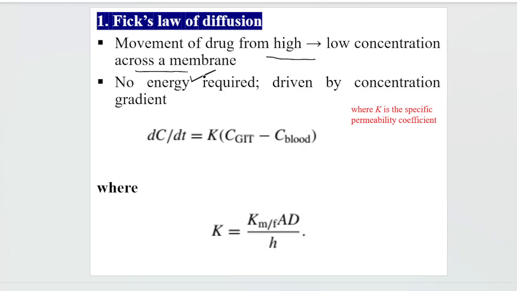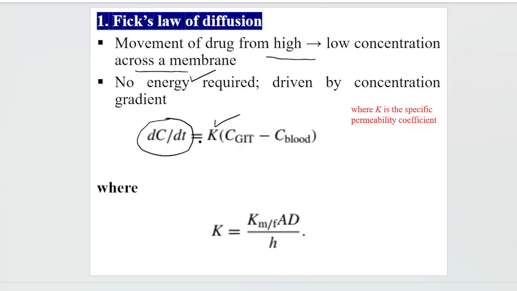And since it is from the higher concentration to the lower concentration, there is no need of energy because it is passive, और passive की definition भी यही है कि there is no need of energy, and it is basically driven by the concentration gradient. It is represented by dC/dt, which means the rate of change of drug concentration in the blood is increasing with time, so that's why there is a positive sign, and it is equal to K (C_GIT minus C_blood).